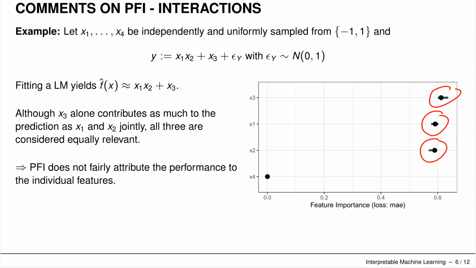The reason for that is that if you look at this interaction effect and you permute just one of them, then the whole interaction is gone. If you instead permute X2, the whole interaction is also gone. So you see the interaction twice, once in the PFI of X1 and once in the PFI of X2. So PFI does not fairly attribute the performance to the individual features, which is different, for example, in Shapley values, as we'll see in another lecture.